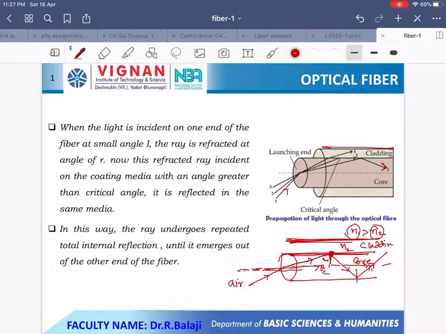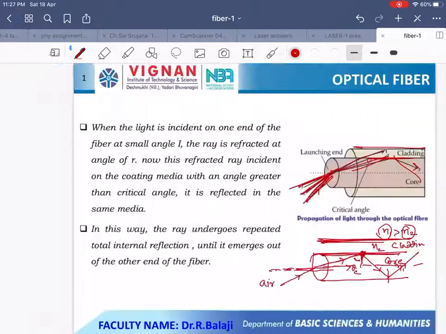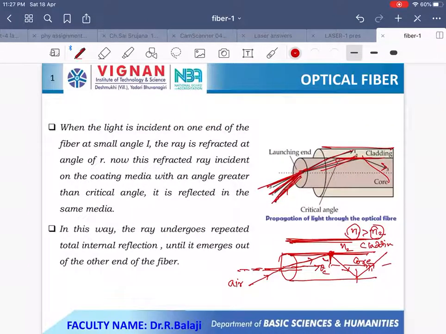In this diagram, for a particular incident angle, the ray enters the cladding region; at another incident angle, it grazes the separation of the core and cladding; and for this ray, it reflects in the same media. So these three cases are shown in the same diagram. This is the concept of the principle of optical fiber.